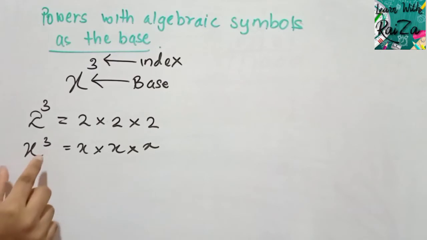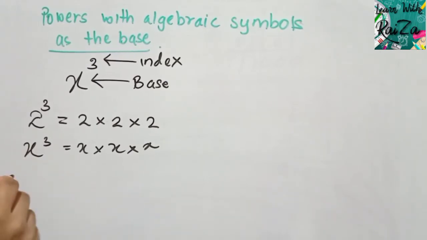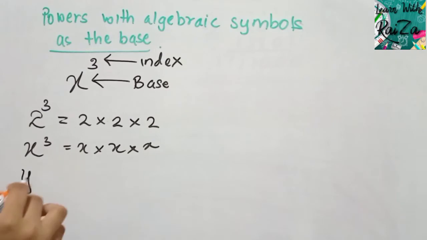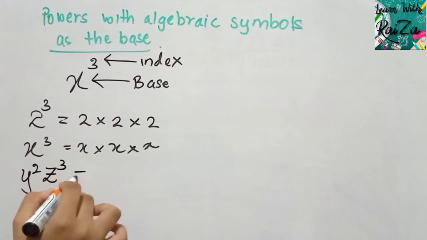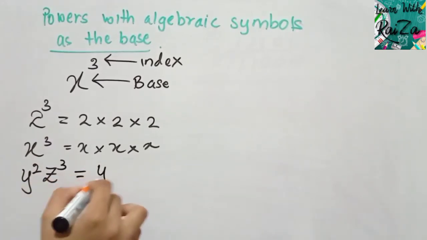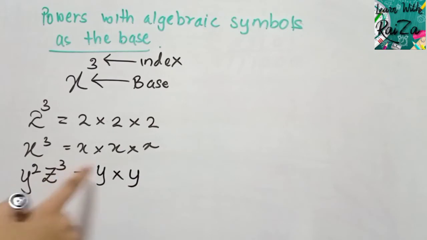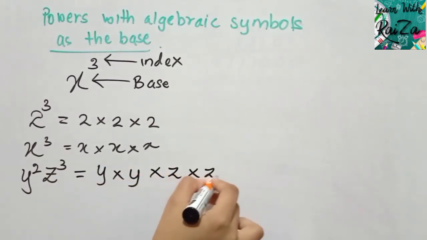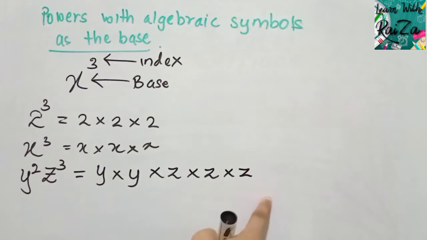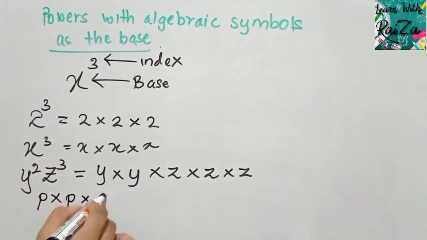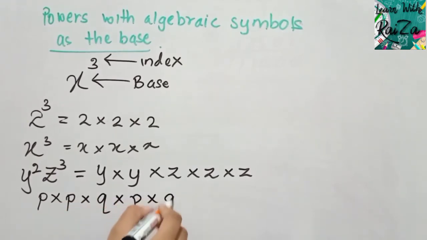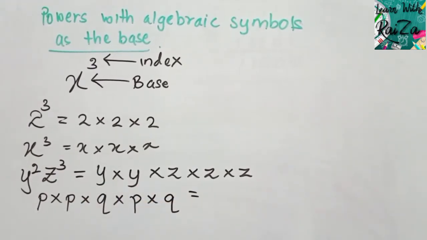So if you are given a base and an index in algebraic form, for example, y to the power 2 and z to the power 3. So y to the power 2 means y written twice. z to the power 3 means z written thrice. This is the expanded form. So, if you are given an expanded algebraic expression, for example, p times q times p times q times p is equal to what? As powers and bases, how do we write it down?